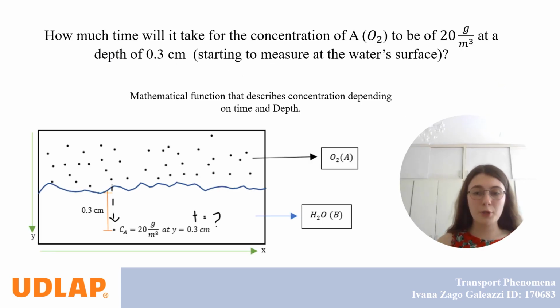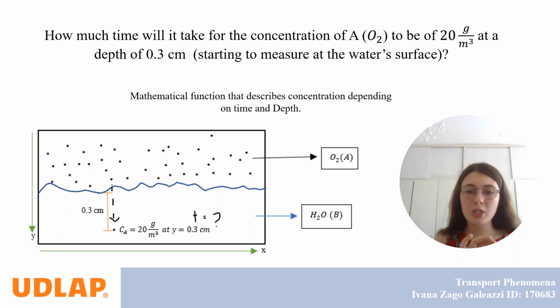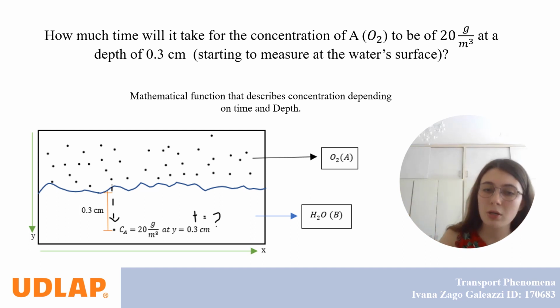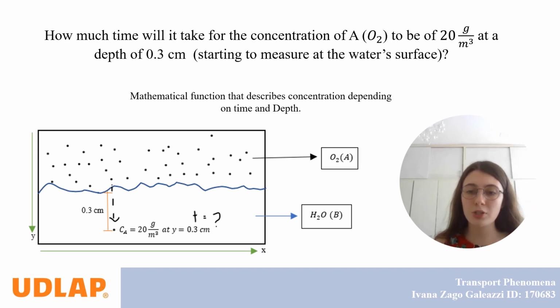If you didn't pause the video when I told you to do so, then you don't know what the problem is asking us to do, so let's recall it. We're being asked to determine how much time it will take for oxygen to diffuse into the water at a depth of 0.3 centimeters, knowing that at that specific point we have a concentration of 20 grams per cubic meter. And in order to do so, we need to have a mathematical function that describes the concentration of oxygen as a function of time and depth.